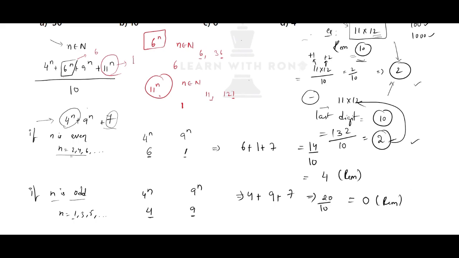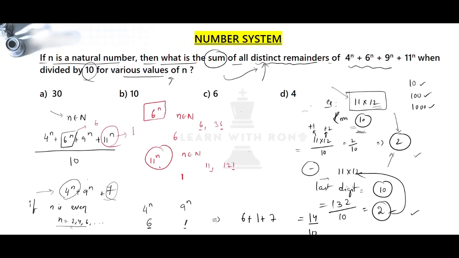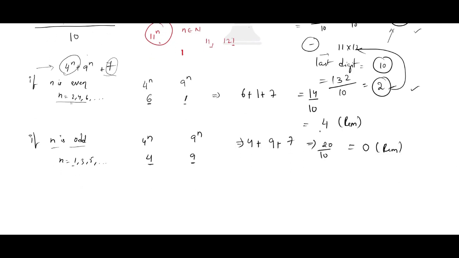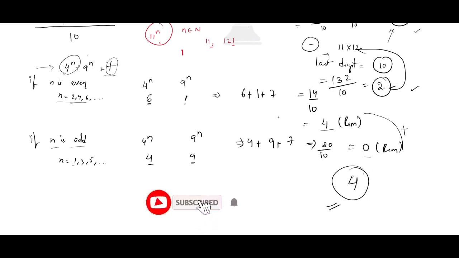In the question, if you observe, they asked us to find the sum of all distinct remainders. Here we got distinct remainders 4 and 0. So the sum of these is 4 plus 0, 4 is our answer. I hope you understood the concept.